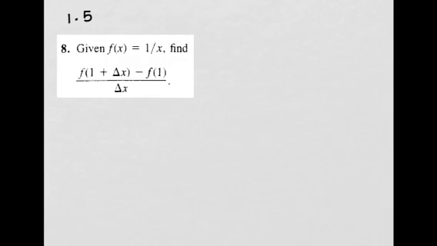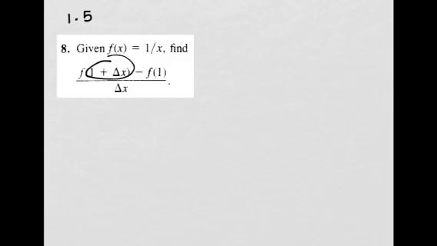So this is section 1.5, number 8. It's saying, given f of x equals 1 over x, find this difference quotient. The delta x, that's just a symbol you put in there. You treat it like a variable.